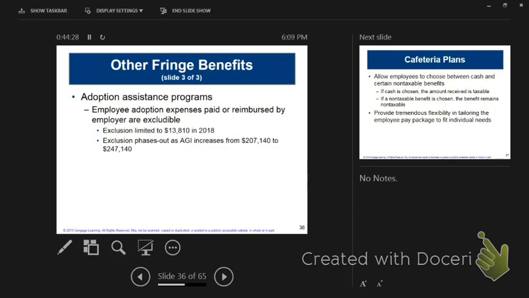But you know, it's really important to ask about things that you don't think you need to ask about. Besides healthcare, what other benefits do they have? And adoption, you don't think maybe it's going to come across, but adoption is limited to $13,810 and it's phased out. From what I understand, I had a friend that adopted a baby. You're lucky if that's like half the cost. So that's a nice benefit, but that's not going to cover it.